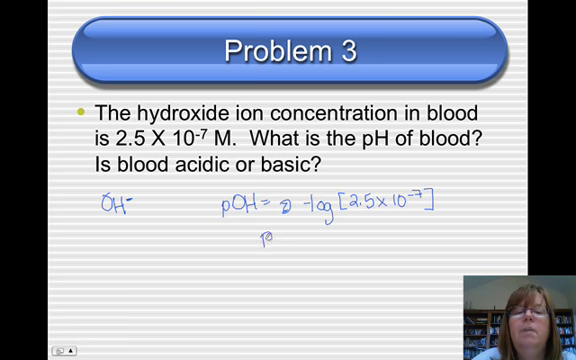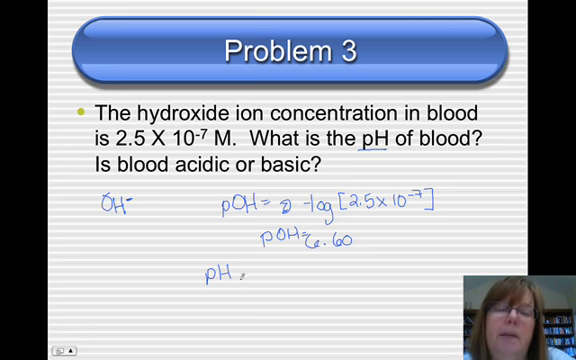All right, so our pOH is going to be somewhere between 6 and 7. And so when we push negative log and we enter this value, we're going to get 6.60 as our pOH. Again, the scientific community almost always talks in terms of pH. The question has asked us about pH. So the medical community would want to know what's the pH of blood, not the pOH.